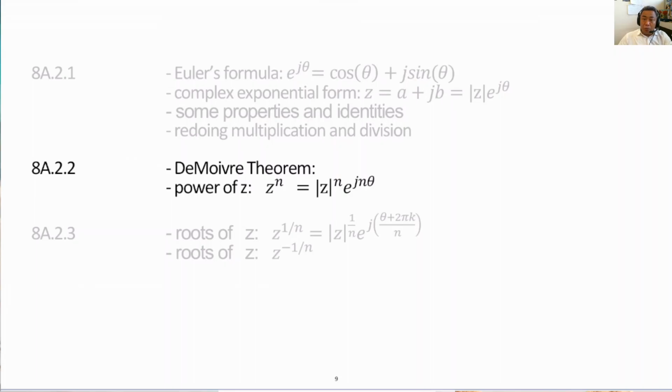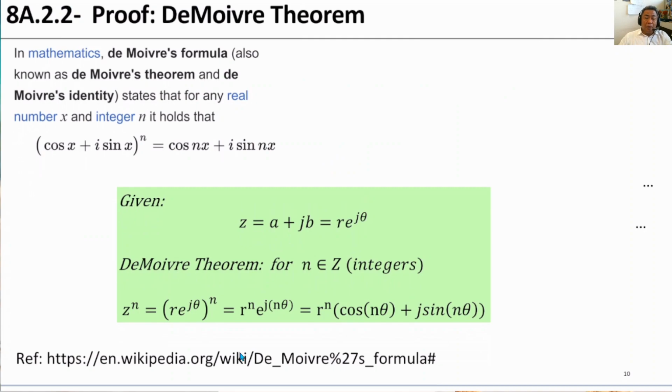This is 8A.2.2. We'll continue with the introduction of De Moivre's theorem. De Moivre's theorem is used to calculate z exponentiated with n, where n is an integer. We'll begin with a proof of De Moivre's theorem.